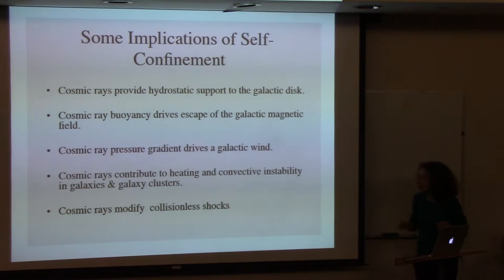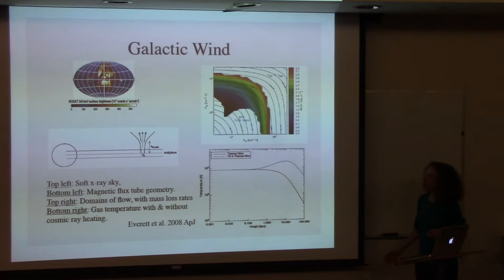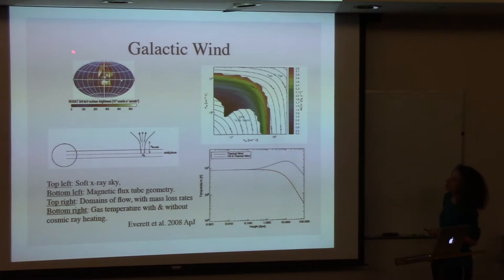I want to talk about a couple of applications of the self-confinement picture. So one is galactic winds. I worked on this with John Everett a few years ago. The motivation was to explain the ROSAT soft X-ray emission from the inner galaxy. We made a very simple model where we prescribed the magnetic field, just vertical flux tubes that clear out of height. We were able to get a very good fit to the spectrum by varying the parameters.